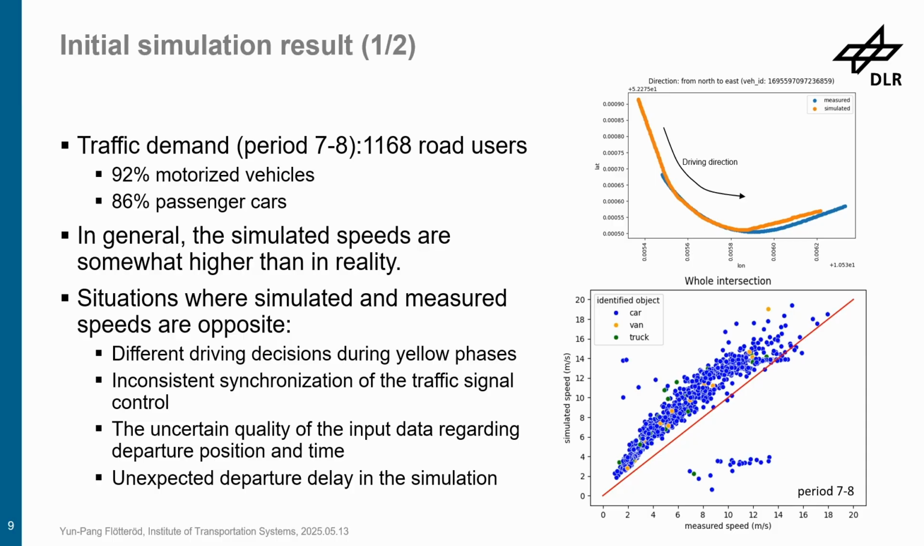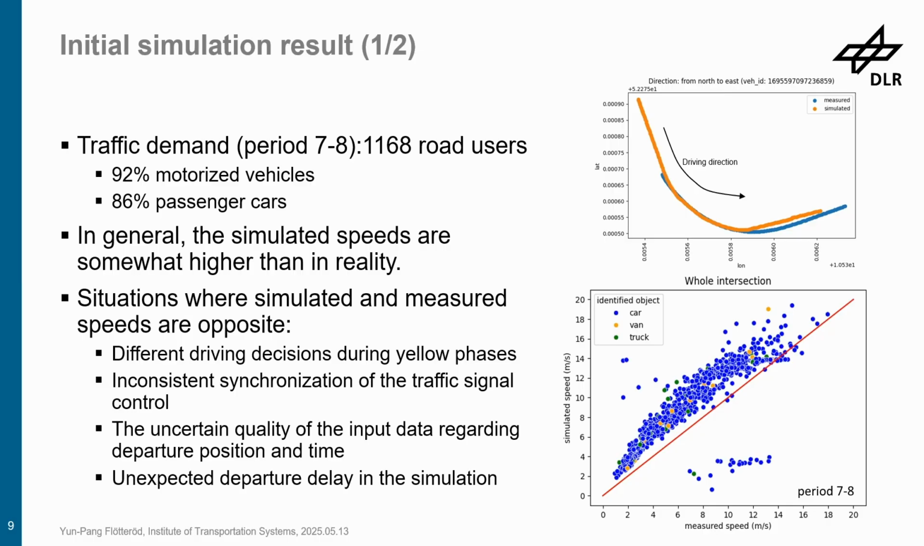Regarding the travel speed, in general, the simulated travel speeds are somewhat higher than the measured ones. That means we have to do the calibration in the next step. You can also see some situations where the simulated and the measured speeds diverge in opposite directions. The reason, we think, could firstly be different driving decisions during the yellow phase time.